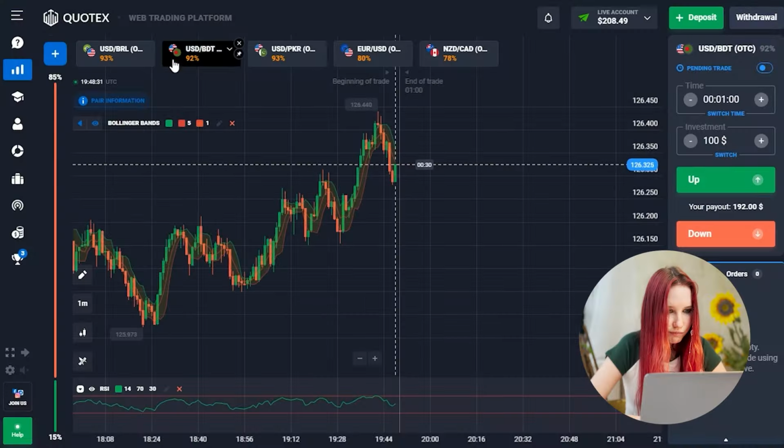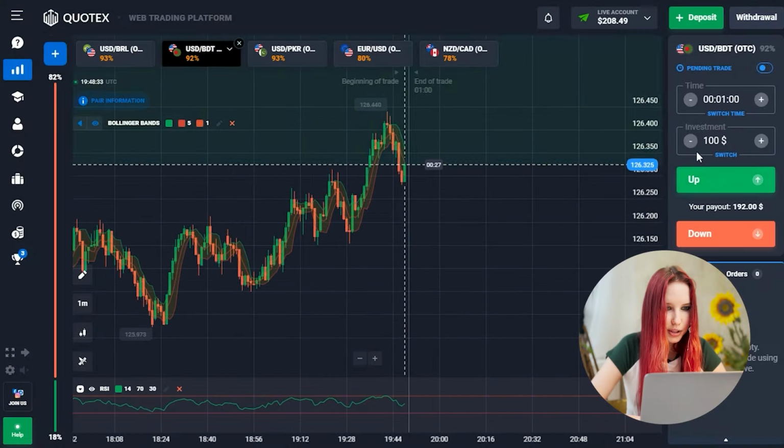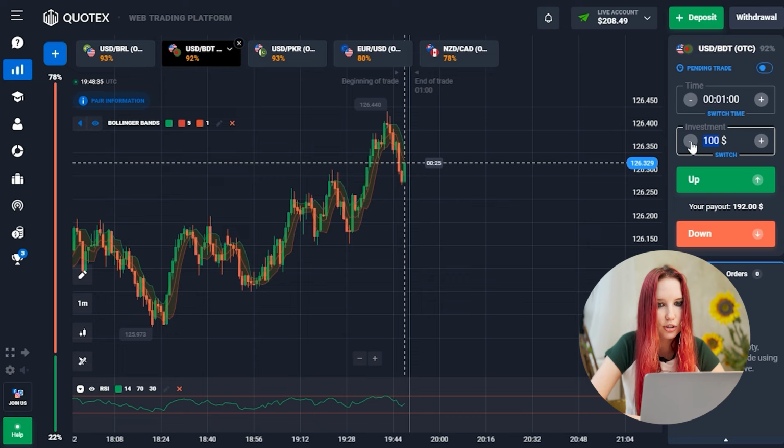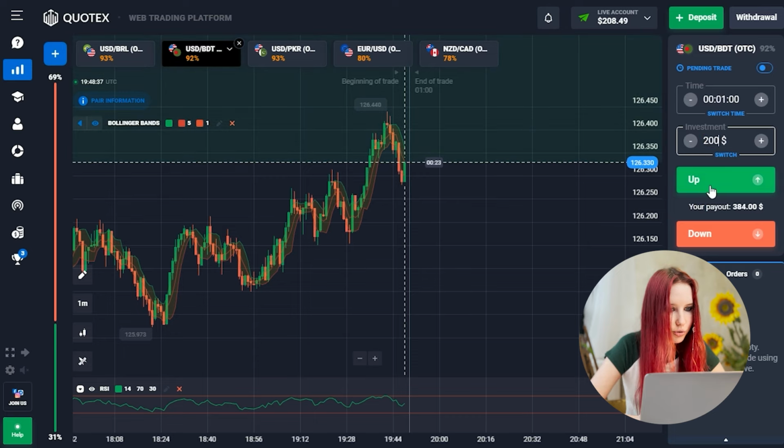And let's move on to the next currency pair. I see good entry point here, so I immediately change the investment and open a trade up.